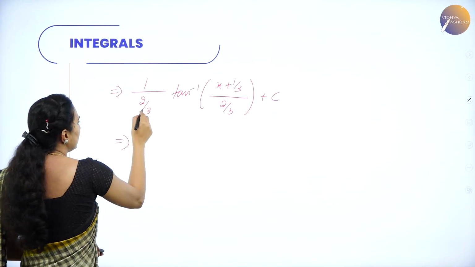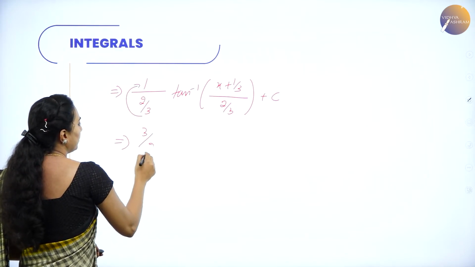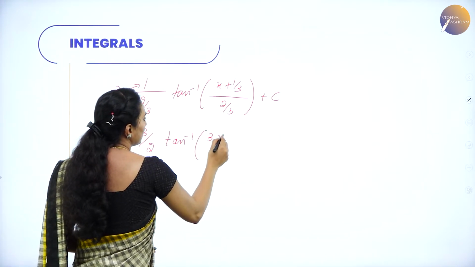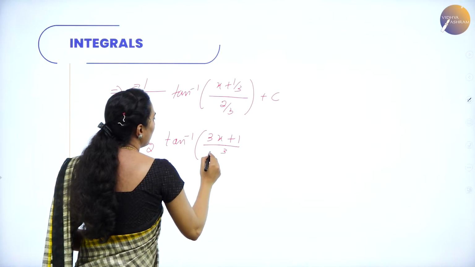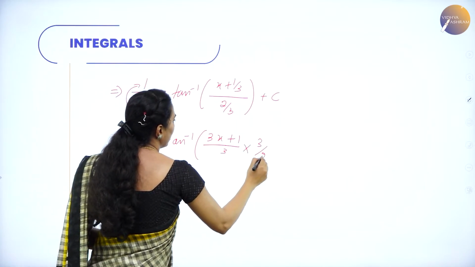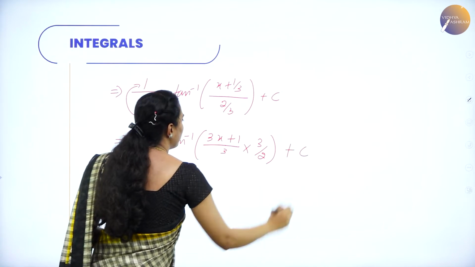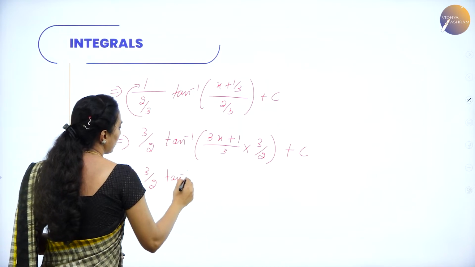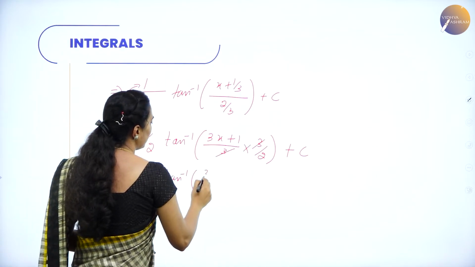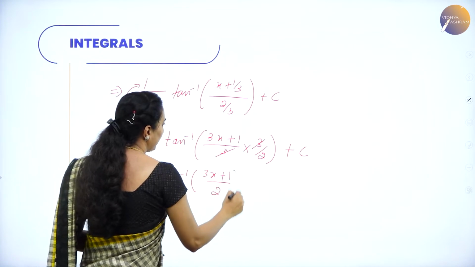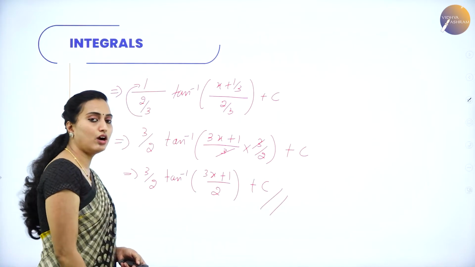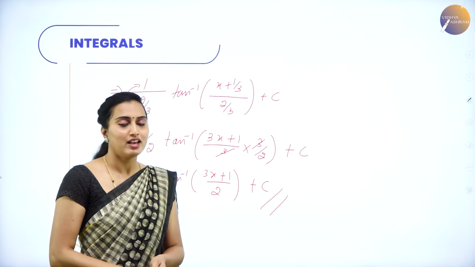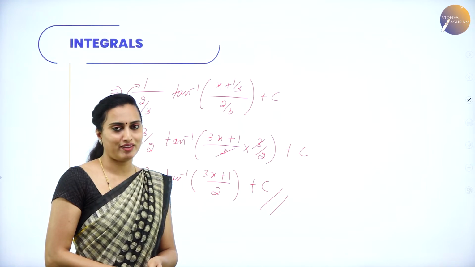Now which implies 3 will go to the numerator, 3 by 2 into tan inverse of, simplifying the numerator, (3x plus 1) divided by 3 whole over 2 by 3. I am writing the denominator as the numerator. Now which implies 3 by 2 into tan inverse of, see here 3 will get cancelled, remaining is (3x plus 1) divided by 2, plus c. And this is your final answer, dear students. I hope you understood these steps and reducing by completing square method.